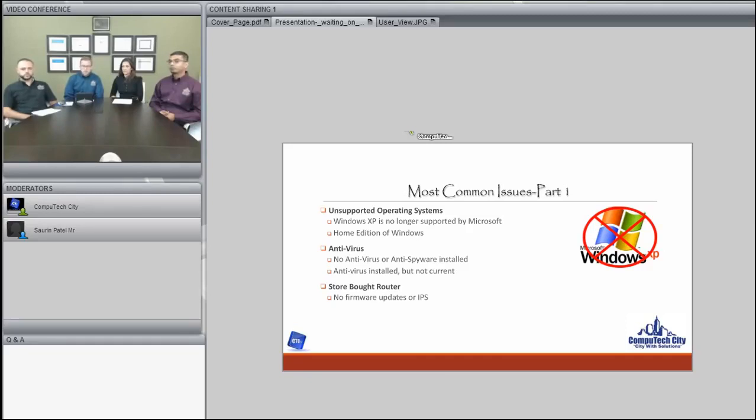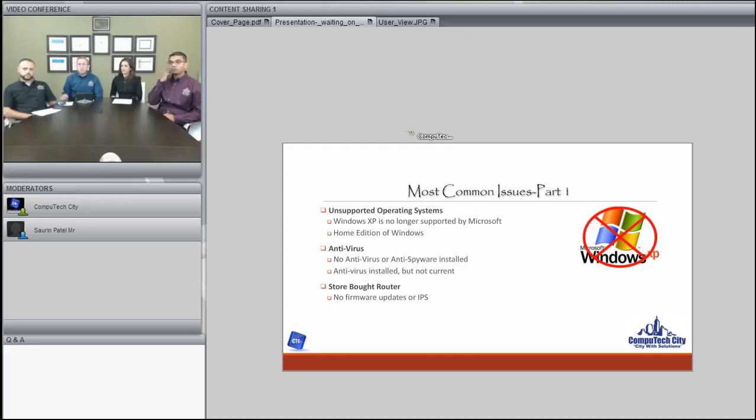Next, antivirus. Usually we see no antivirus or anti-spyware installed. Every computer that is on your network must be protected from viruses and malware. Or you could also have it installed but not updated. New viruses are created every day, and your antivirus must be up to date.